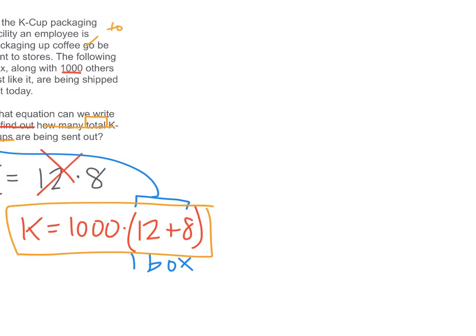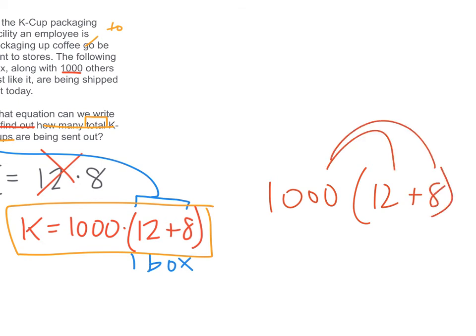Now, you could also do it this way. You could use the distributive property. How many total Peet's coffees are going out? 12,000. Plus, how many total Dunkin'? 8,000.